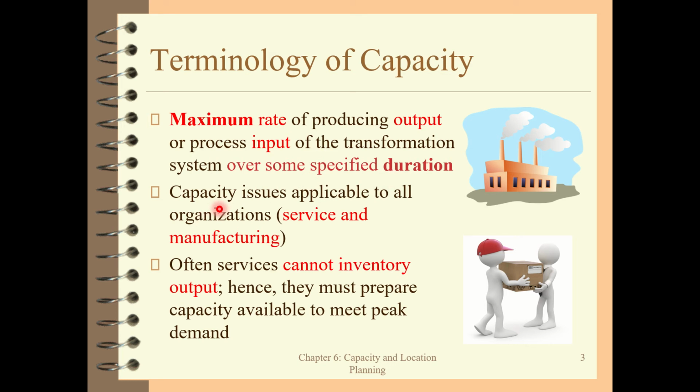The capacity issue could be applied to any organization, service or manufacturing. But the difference between services and manufacturing companies is that a service provider cannot inventory the output. Therefore, they have to prepare the capacity to be available to meet peak demand. So please look at this definition again. That is the maximum rate of output or input over some time.